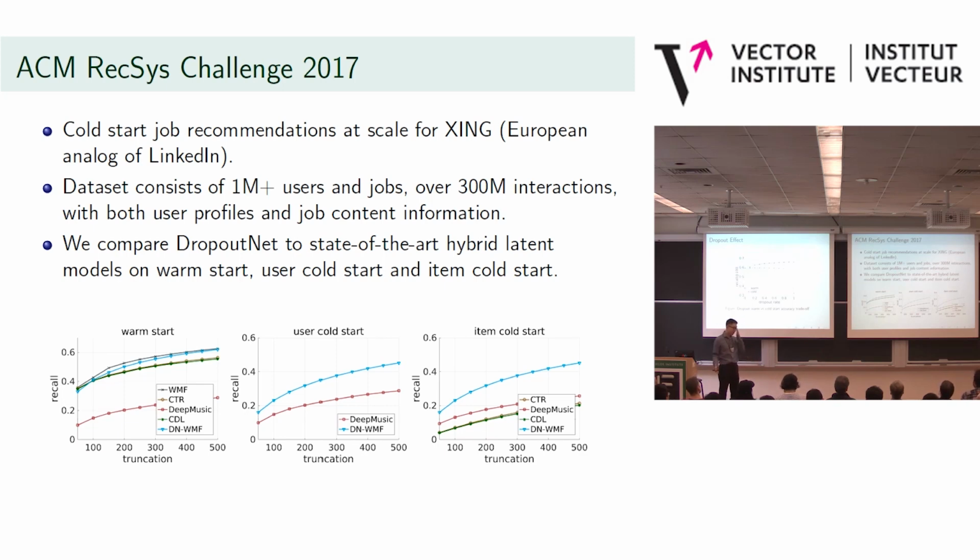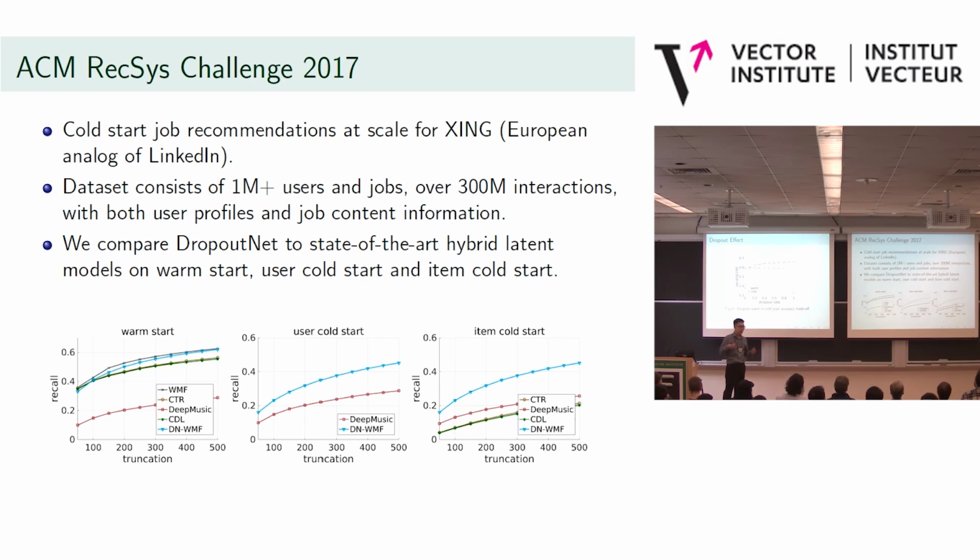And now I'll show some of the results from two of the datasets. The first is the publicly available job recommendation dataset from Xing, a European analog of LinkedIn. This dataset consists of over 1 million users and jobs and 300 million interactions. We have both the user profile information and item content information, which makes it an ideal dataset to study cold start recommendations on.